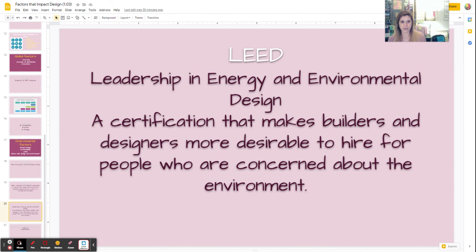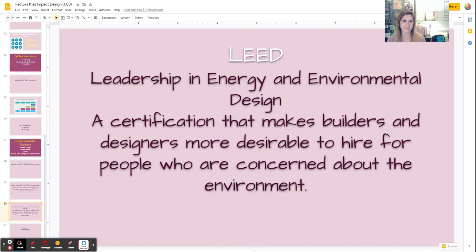LEED. LEED is an acronym for Leadership in Energy and Environmental Design. I know I've seen this on your exam. And that's a certification that builders and designers can get that makes them more desirable to hire for people who are really concerned about the environment. Like a builder can be what they called a LEED certified builder, or they just call themselves a green builder, but they say they have a LEED certification. And they can put that qualification on their houses, and there's people out there, like groups of people.